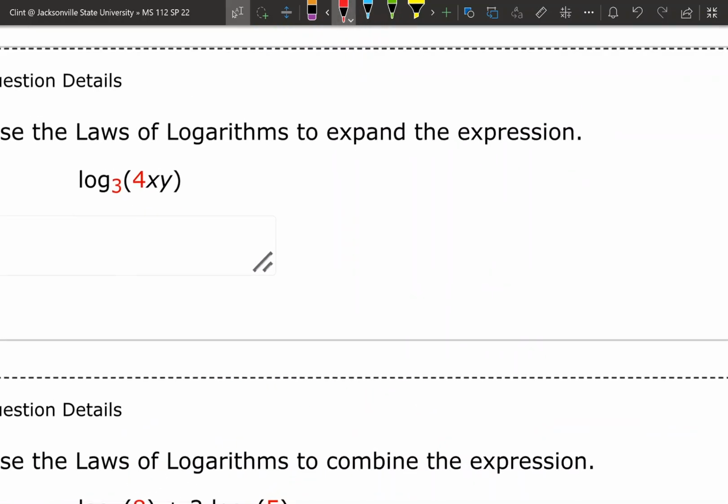This one says use the laws of logarithms to expand the expression. This one we've got 4 times x times y, so it's all multiplication. So you can either do them one at a time as you expand, or with all multiplication, you don't have to worry too much about what order you do it in. We can go ahead and split it into 3 if we want to.